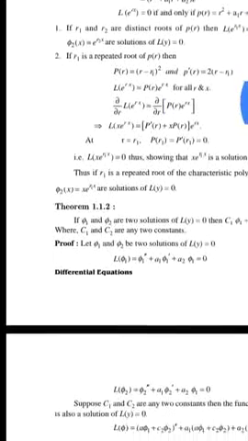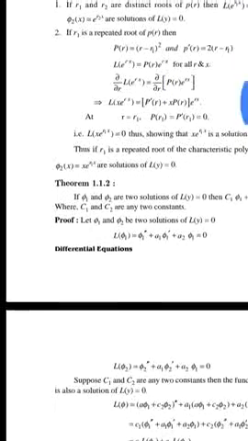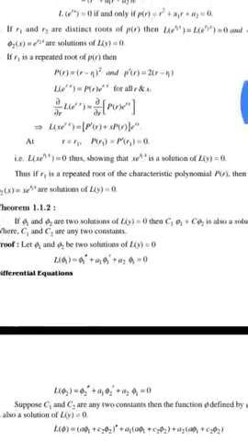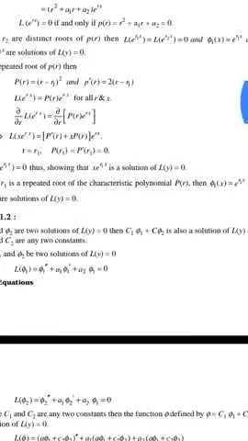Next theorem: if phi1 and phi2 are two solutions of L of y is equal to 0, then C1 phi1 plus C2 phi2 is also a solution of L of y is equal to 0, where C1 and C2 are any two arbitrary constants.